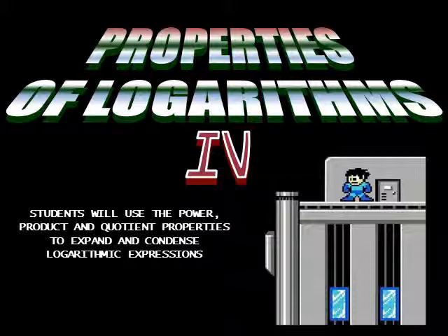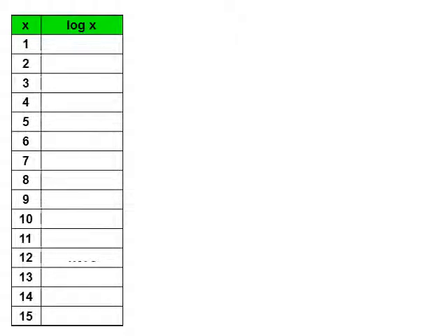We're either going to make them longer by putting in a lot of logs, or we're going to condense everything down into one log. The first thing I want to introduce is where these properties come from. So the first thing I'm going to do is make a chart. And this chart is going to have all the values for log base 10 of x from x equals 1 to x equals 15. So when we plug this in a calculator is where I'm going to get this.